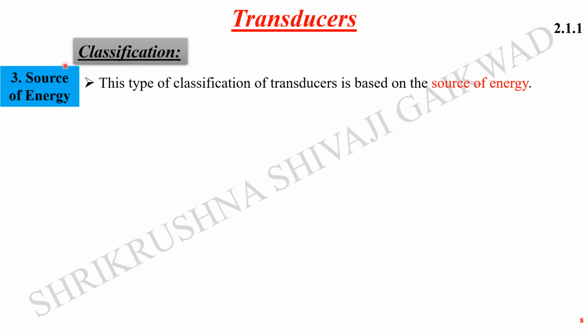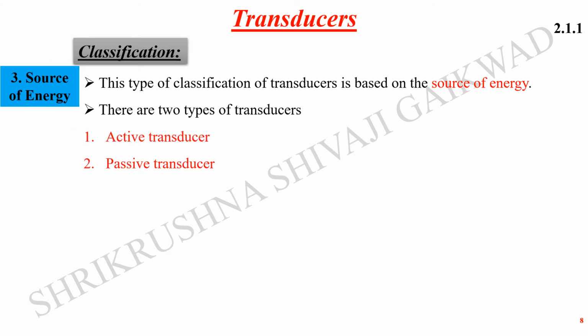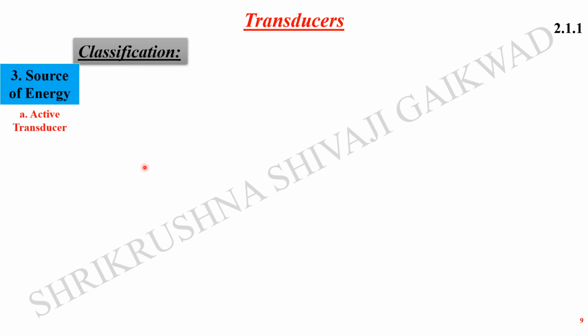And then the last one is the source of the energy. This type of classification of transducers is based on the source of the energy used. There are two types of transducer on the basis of the source of the energy used: the active transducer and the passive transducer. The first case we'll look into is the active transducer.